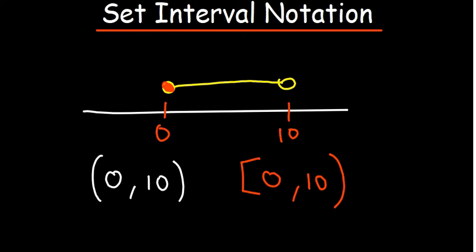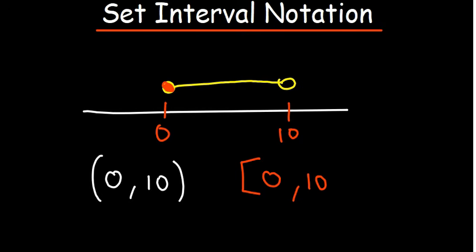So you now understand the difference between these brackets, right? That's what set interval notation tells us. The other thing that you have to understand is that set interval notation represents real numbers. Real numbers, basically, are a set of both rational and irrational numbers. So we understand that the elements between 0 and 10 are uncountable.